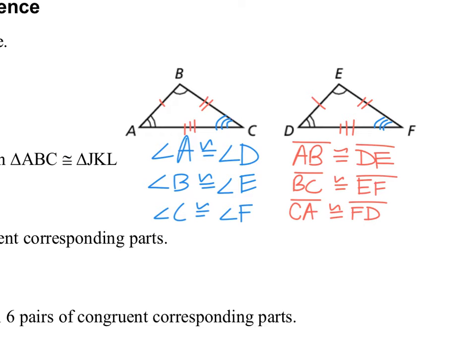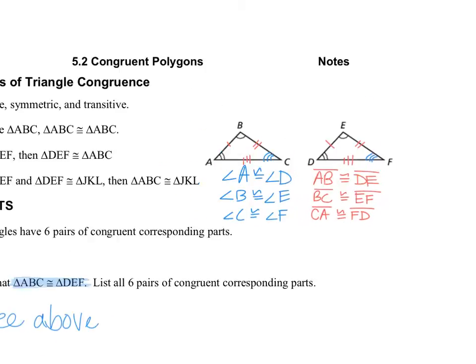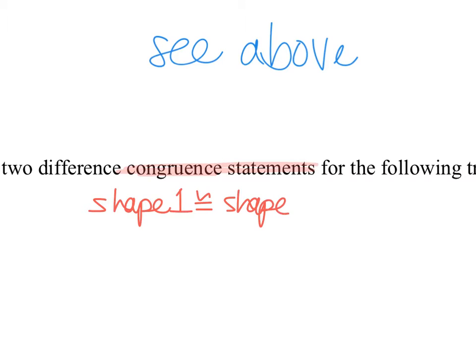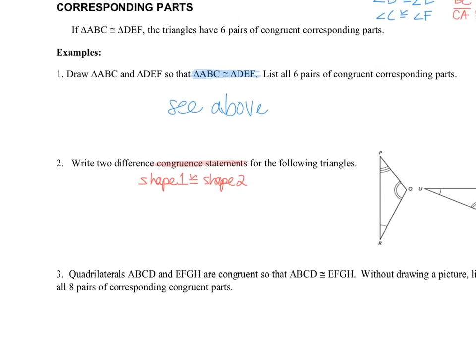When we're writing congruent statements, what you're telling me is that shape number 1 is congruent to shape number 2. If you want to make a note of that. So we're talking about congruent statements. It's like shape 1 is congruent to shape 2. Not the side lengths, not the angles. I'm talking about the entire name. The name of the first one and the name of the second one. So we're going to name these.